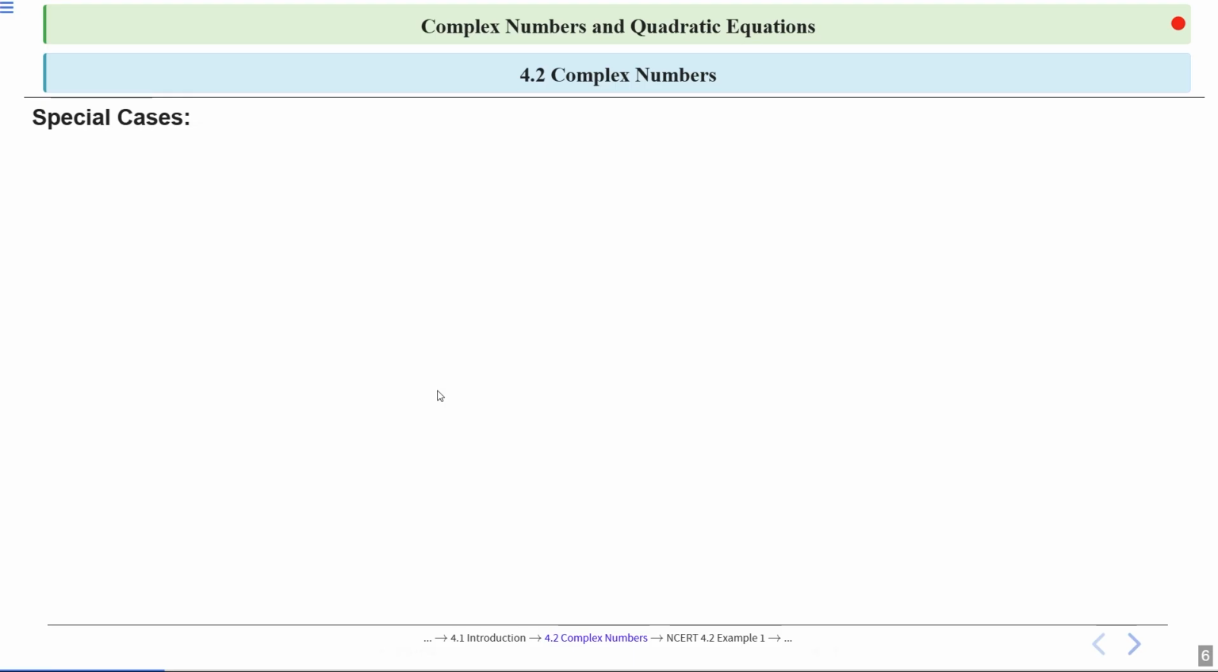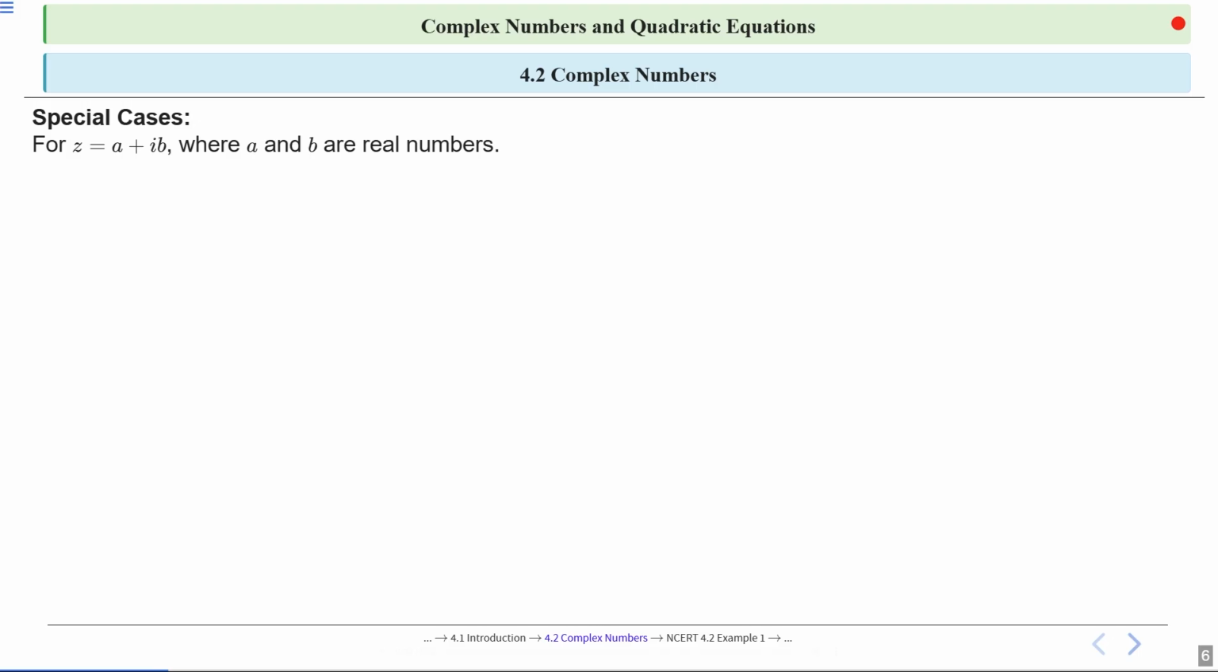Now, let's look at some special cases in complex numbers. These cases help us understand how the real and imaginary parts of a complex number can affect its classification. We will break down each case step by step, so pay close attention to how the equations change as we go.